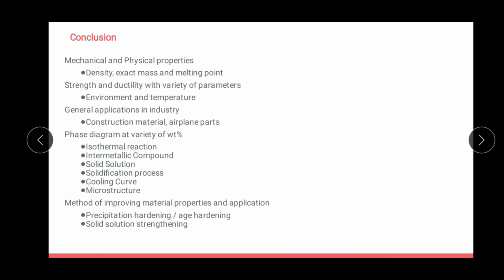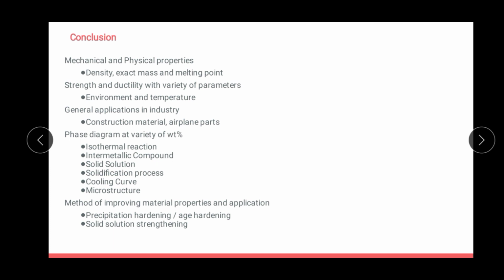In conclusion, we are able to distinguish the mechanical and physical properties such as density, exact mass, and melting point. We are also able to distinguish the strength and ductility with a variety of parameters such as environment and temperature. General applications in industry are such as construction materials and airplane parts.